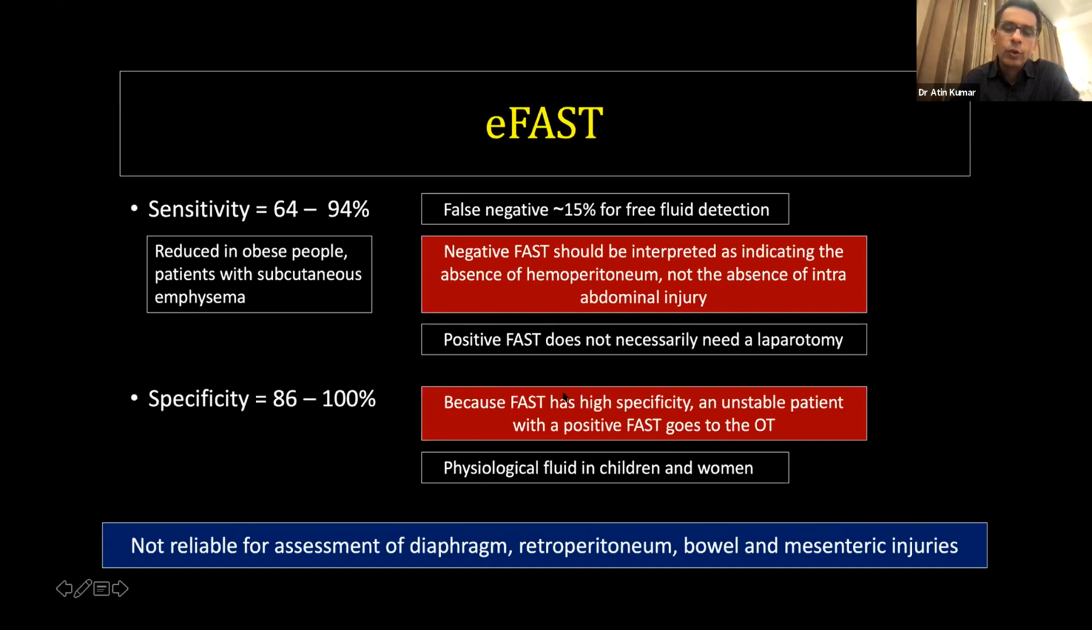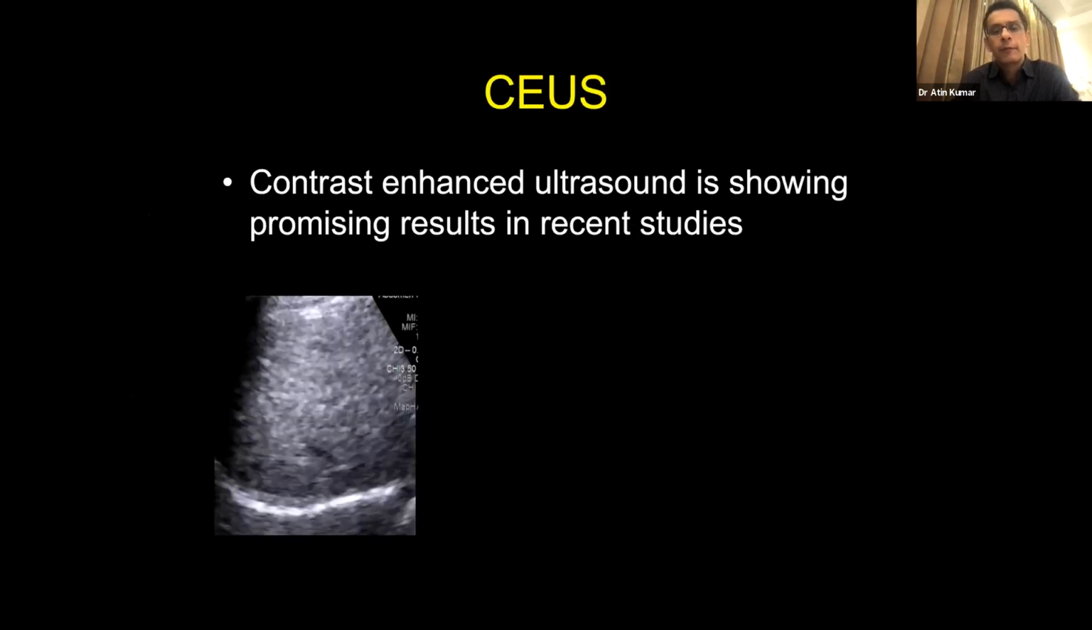And the point to note is we do not use FAST for detecting organ injuries. We do not want to use it for liver injuries, spleen injury. There, more than 50% of them are missed on routine ultrasound scan. And moreover, the other organs like the bowel, the retroperitoneum, the mesentery, the diaphragm, these injuries are not detected on ultrasound. So let us not use ultrasound to detect the specific organ injuries. It is limited only for the purpose of picking up free fluid.